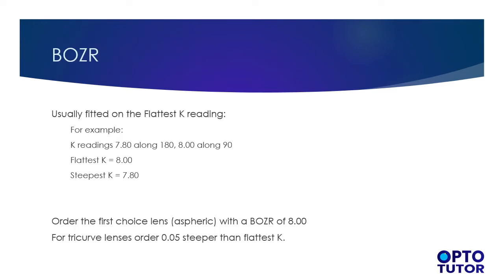The BOZR is usually fitted on the flattest K reading for a spherical lens. So for example, if we had K readings of 7.8 along the horizontal and 8 along the vertical, then the flattest K reading is the 8. The steepest K reading is 7.8. So the first choice lens that you would do would be a BOZR of an 8mm. There are some variations where you might need to order a different fitted lens. So you might order 0.05 steeper in the BOZR than the flattest K. So for example, instead of ordering an 8, you might order a 7.95.